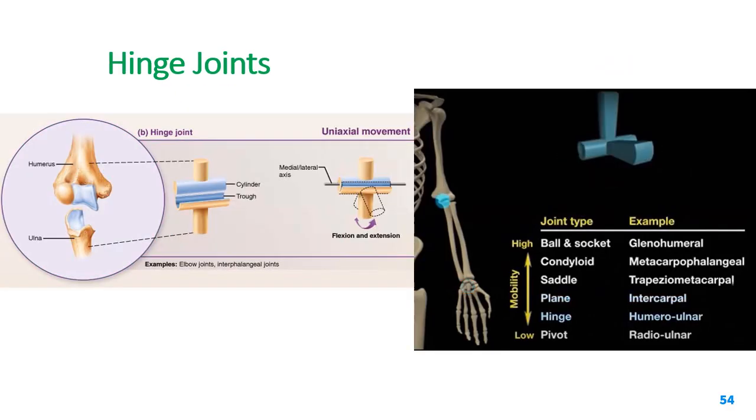Hinge joint, you're going to find this at your elbow. It's like a door. This type of joint only allows angular movement, and we call this uniaxial movement. So you can only do this type of motion with this type of hinge door joint.